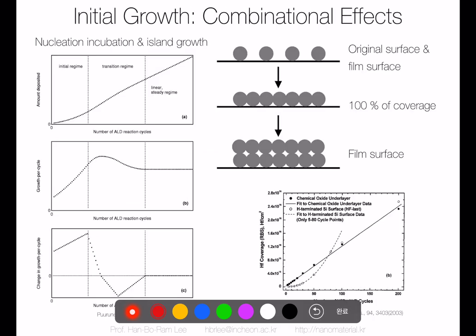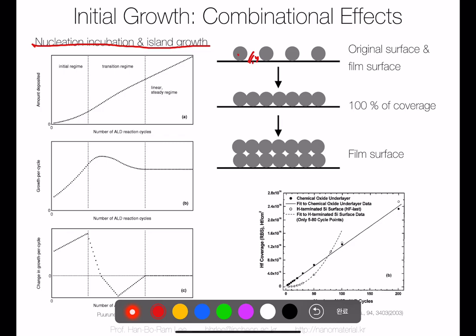So this is another consequence, and this is a combinational effect: nucleation delay and island growth. As I told you, at the initial stage, if we have nucleation delay and island growth, all of the surface is not occupied by ALD material after one or two cycles, because of the nucleation delay and island growth. So there are still two different surfaces existing at the same time.